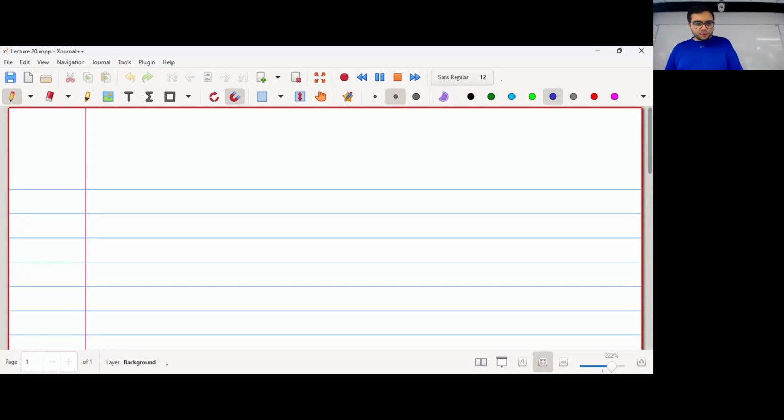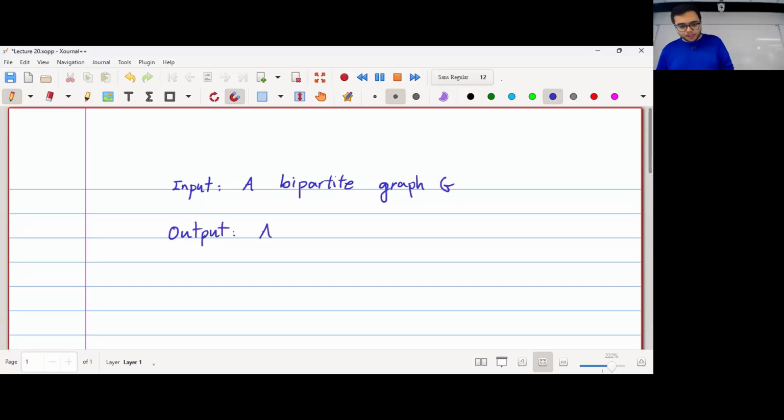Suppose that we have an algorithmic problem, and suppose the problem is this. In the input, you are given a graph G, but this graph is bipartite. So I have a bipartite graph G in my input. Okay, and I want to find a maximum matching, or maybe the size of a maximum matching. It doesn't really matter. You can find the size or you can find the matching itself. Okay. So this is the maximum matching problem in bipartite graphs.